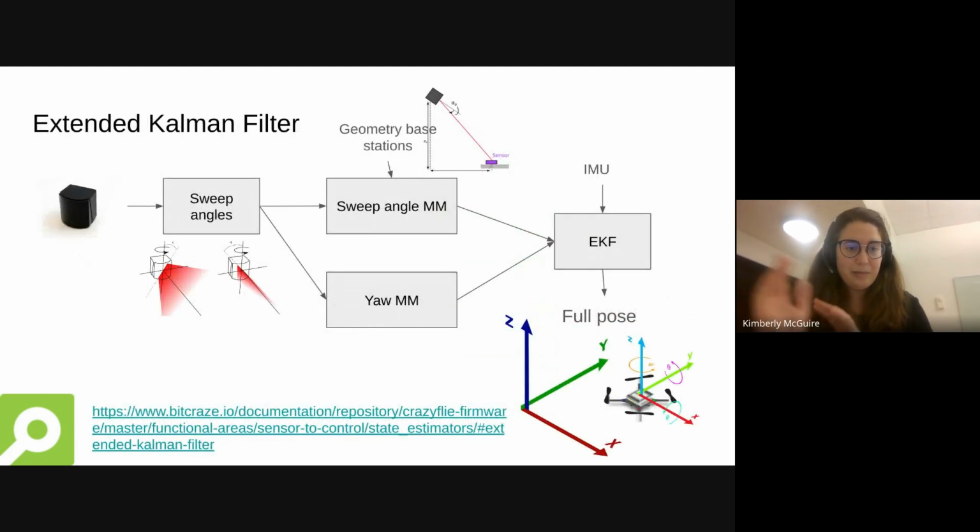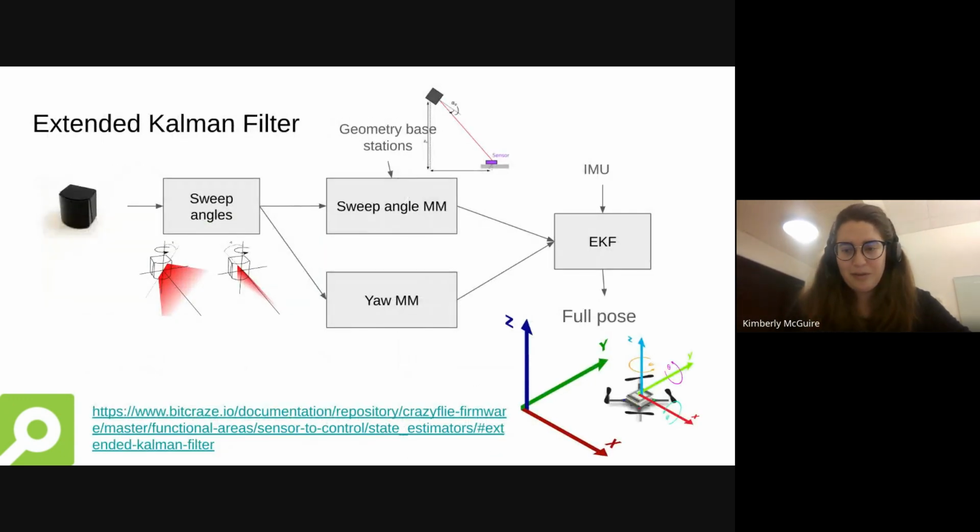So the base station emits those sweep angles, and together with the geometry of the base stations, they're put through a sweep angle measurement model. You can do the same for the yaw. Not yet full pose, but those transformed measurements are used in the EKF together with the IMU to calculate full pose. The IMU is also able to do the roll and pitch in there as well. Theoretically you could calculate full pose on it, but until now we've only implemented yaw estimation, just to let you know.